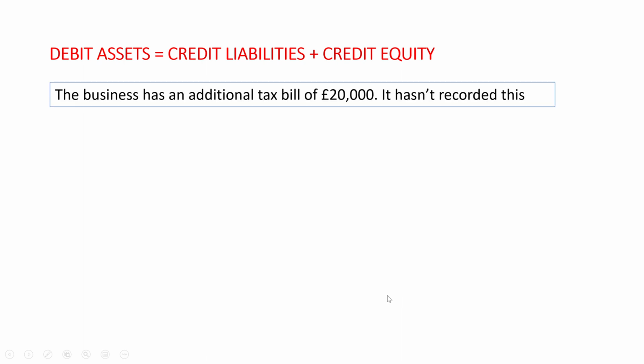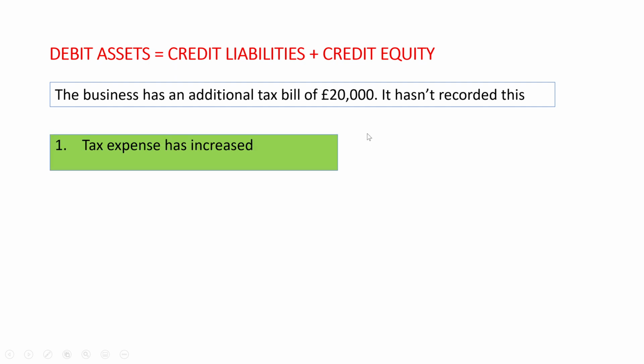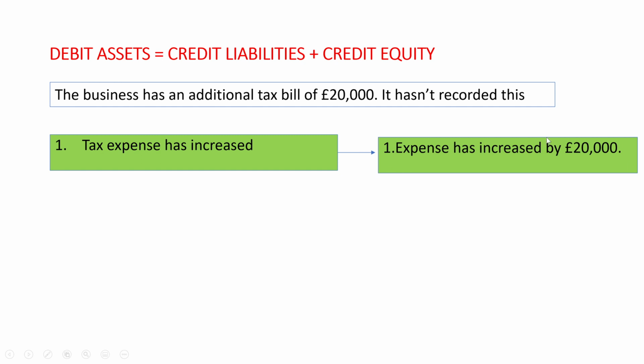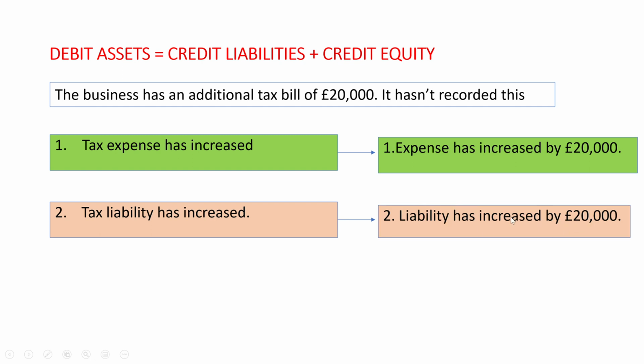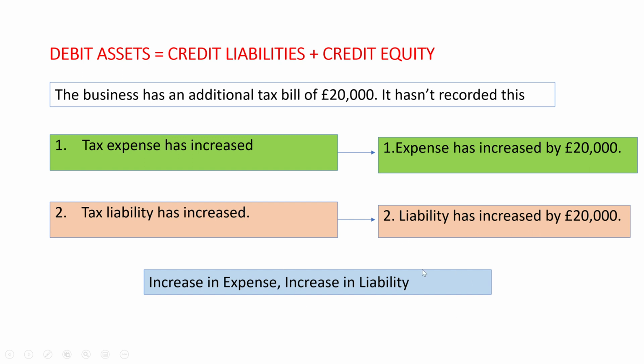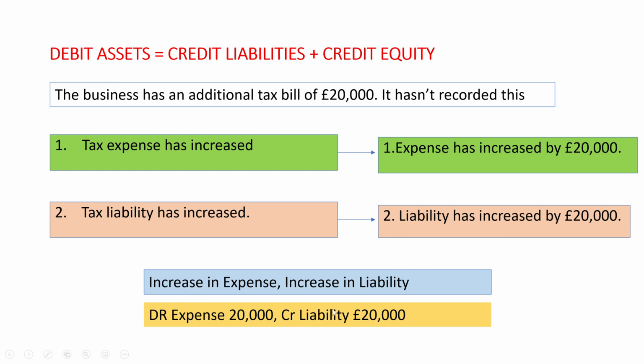We'll do a final one. I think this is the final one. So this time the business has an additional tax bill of £20,000. It hasn't recorded this. What does it do? Well, think of it logically. Your tax expenses increase. Oh no, I have to pay money. So your general expenses are increasing by 20,000 and your profit's going down. Your tax liability has also increased, so you owe money. Liability has also increased by 20,000. So we have an increase in expense and an increase in liability. So how do we account for it? Well, we do debit expense 20,000, credit liability 20,000.